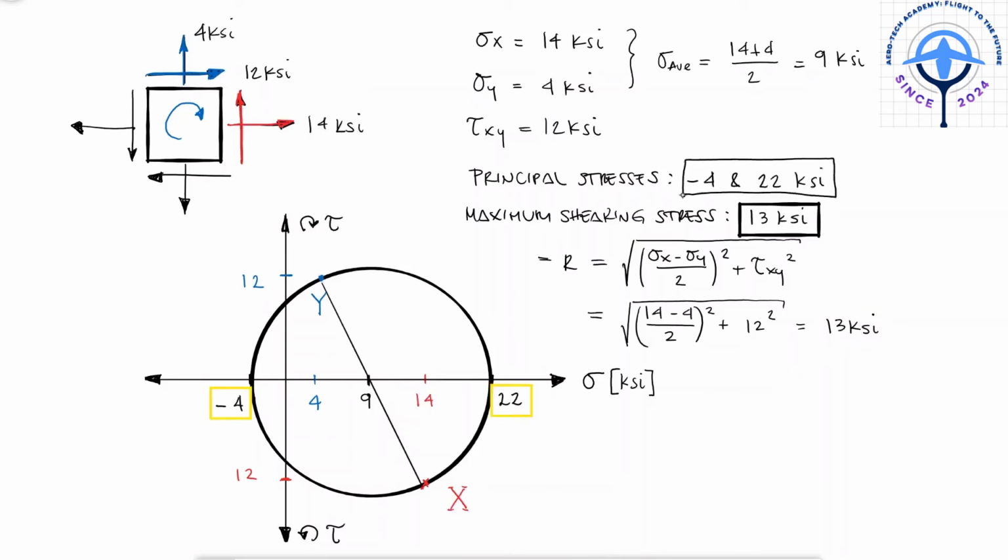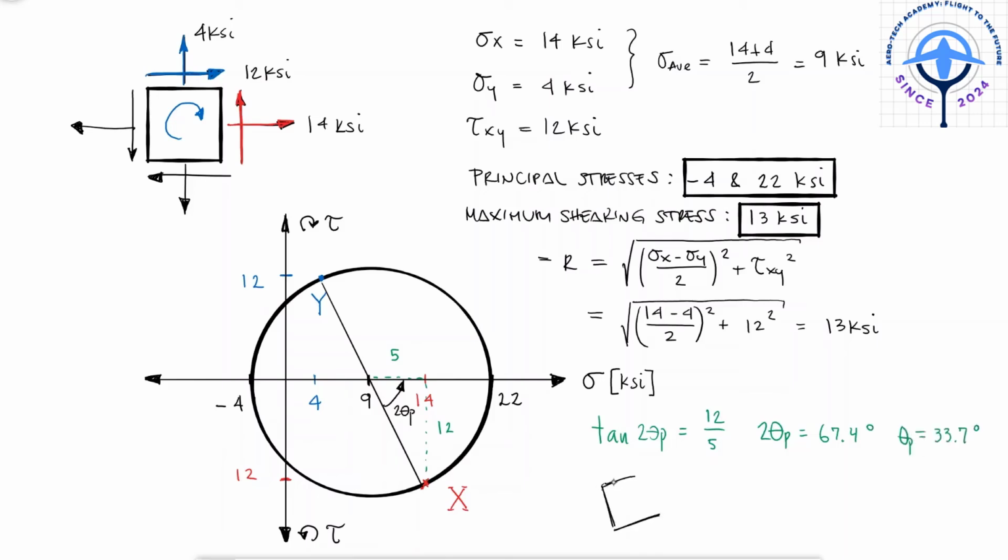for the principal stresses. But let's also calculate the angle theta p and draw our rotated stress element for both the principal stresses and the maximum shearing stress. For x to become our principal stress of 22 ksi, our stress state diagonal would have to rotate 67.4 degrees counterclockwise, which means that in the real world, our stress element needs to rotate 33.7 degrees counterclockwise for the new sigma x to be 22 ksi.